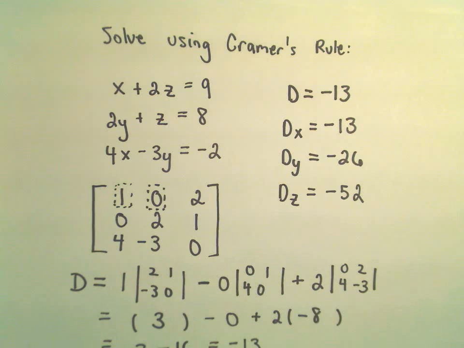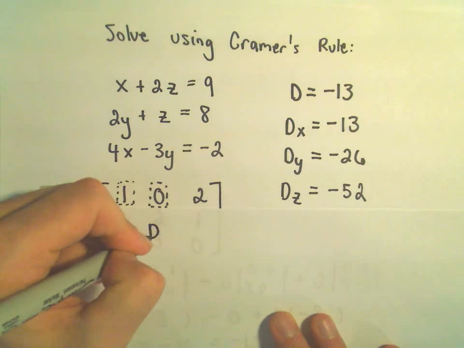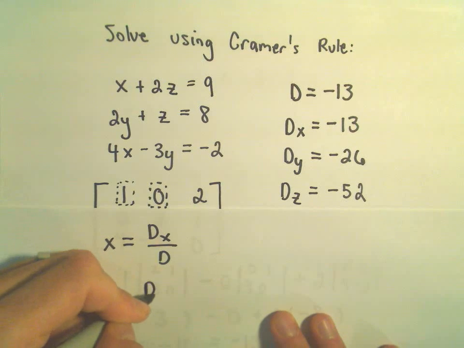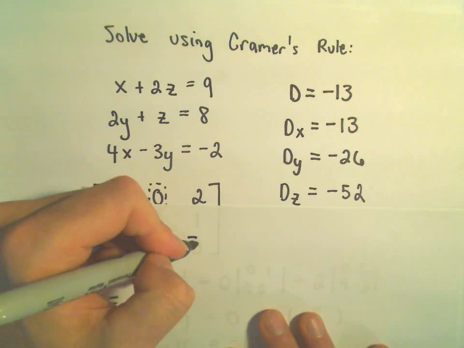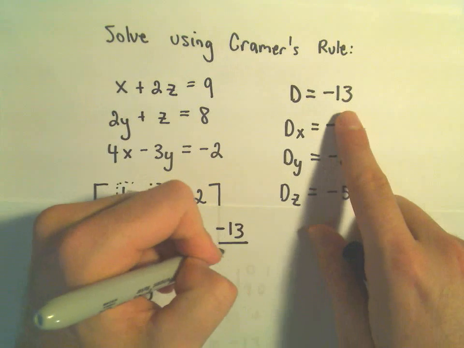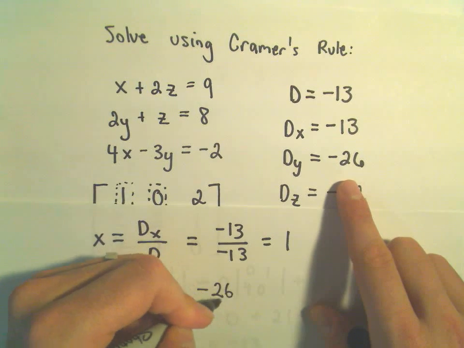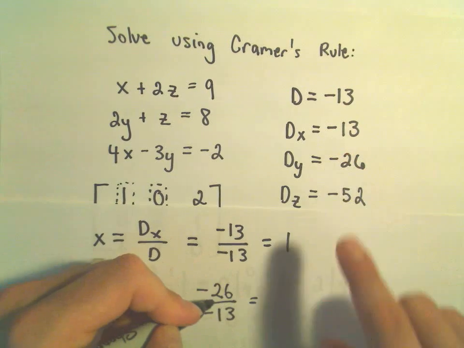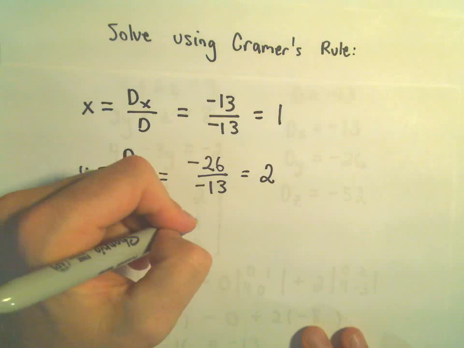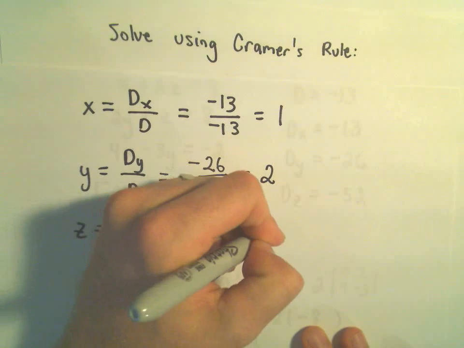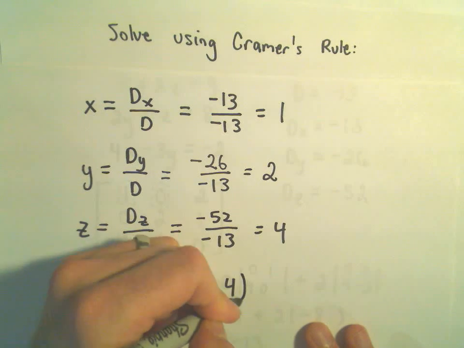And now all we have to do to calculate our solutions is take d sub x over d for x, d sub y over d for y, and d sub z over d for z. Well, our d sub x, we got -13 over -13. That's going to give me an x value of +1. d sub y is negative 26, again over negative 13. So negative 26 over negative 13 is positive 2. Our d sub z value was negative 52. So negative 52 over negative 13 is positive 4. So our solution to our original system of equations is 1, 2, and 4.